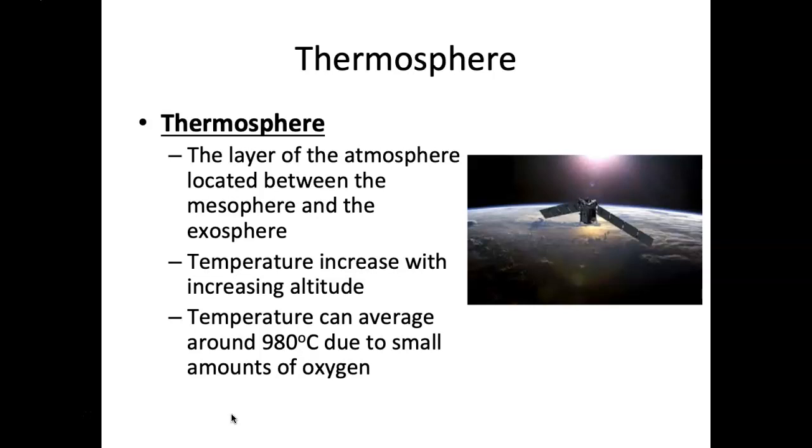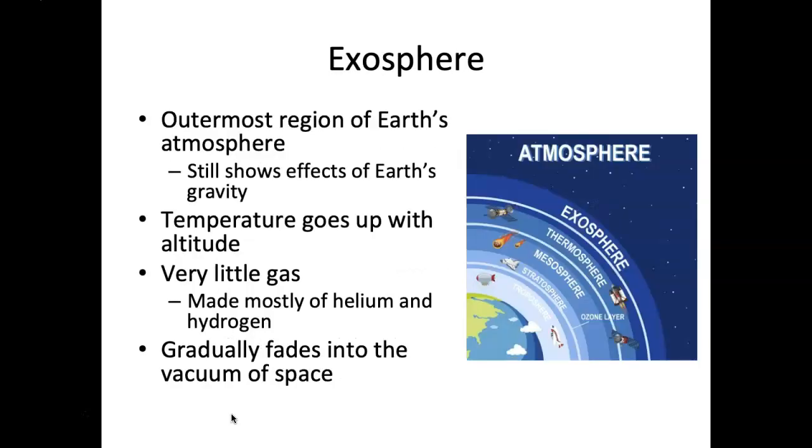Within this layer, the temperature is going to increase once again as the altitude increases. And what you can have is the temperature can actually get pretty hot. It can get 980 degrees Celsius due to the very small amounts of oxygen available at this level. So it can get very, very hot.